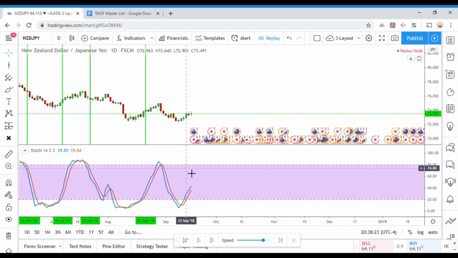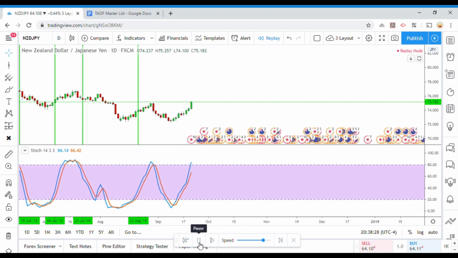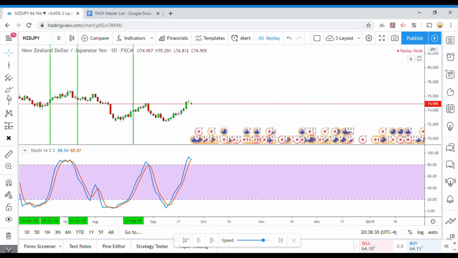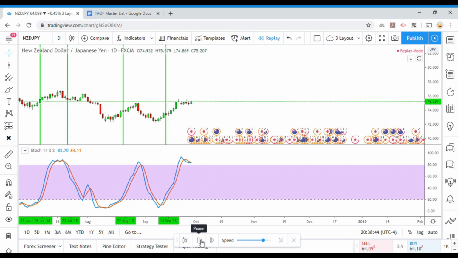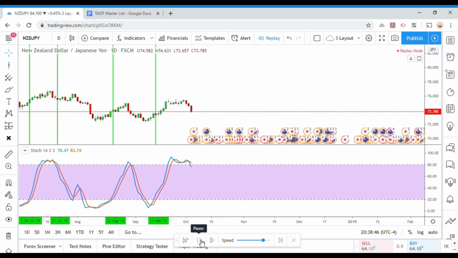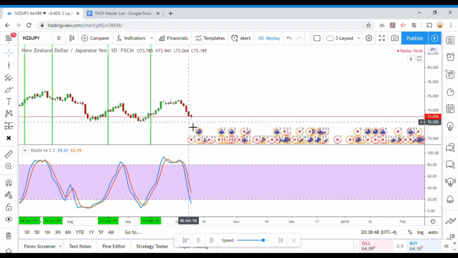So, like I said, I didn't take that one. Looks like we got a cross here. That little red one would be our entry, and it does look like we took, yep, sure enough, that is another winner.